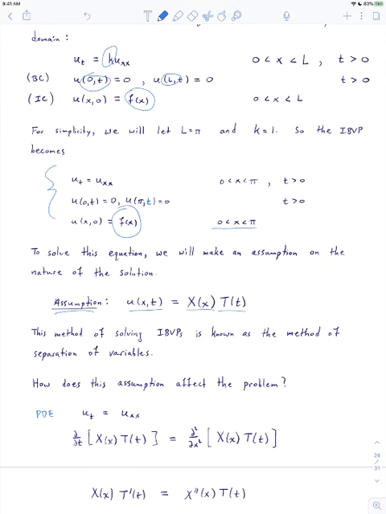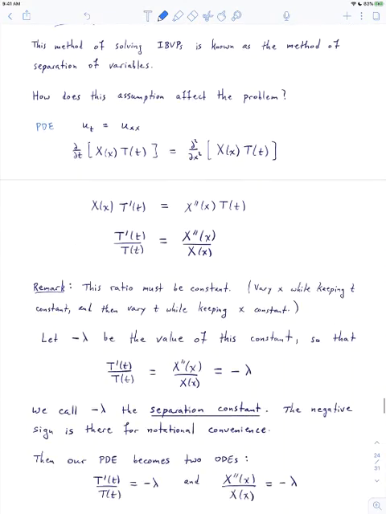On the right, we have the same sort of thing. This function of t has no x's in it, so it's constant with respect to x, so we can just factor it out. On the other hand, this function of x is a function of just the variable x, so the second partial derivative with respect to x becomes X prime prime. So now we have an equation in terms of ordinary derivatives.